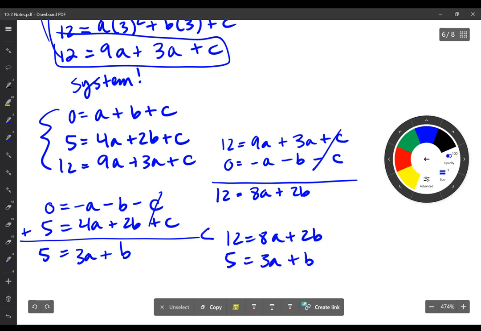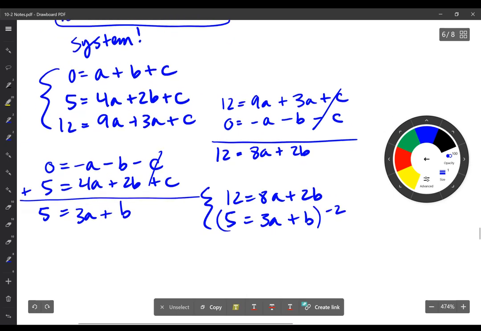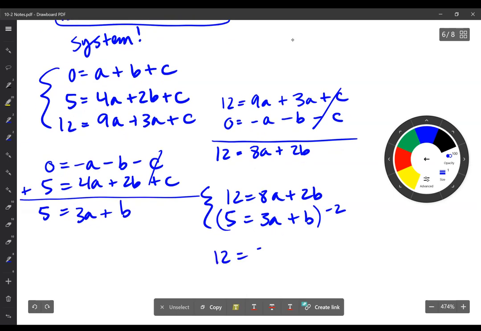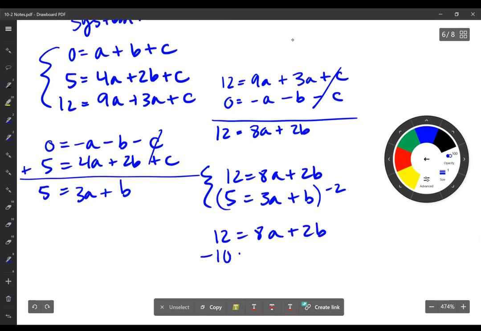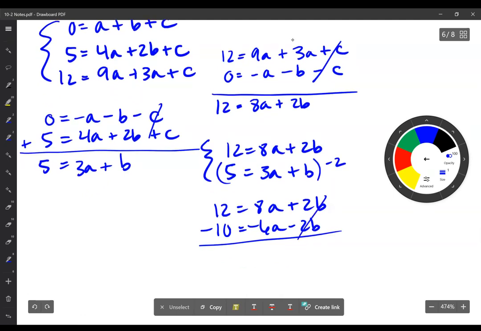And I want to multiply the second one by a negative 2 so that I can cancel b's out. So 12 equals 8a plus 2b. And negative 10 is negative 6a minus 2b. I have to multiply everything by 2, the 5, the 3, and the b. And now when I add, I get 2 equals 2a. And so 1 is equal to a.